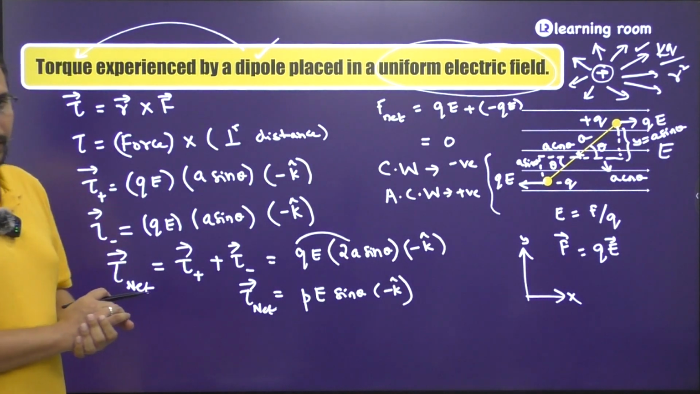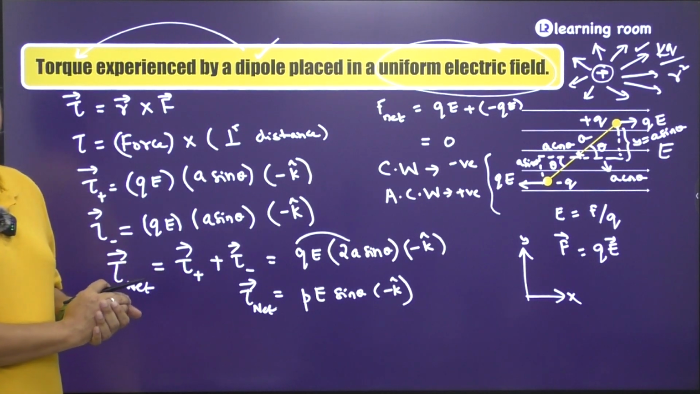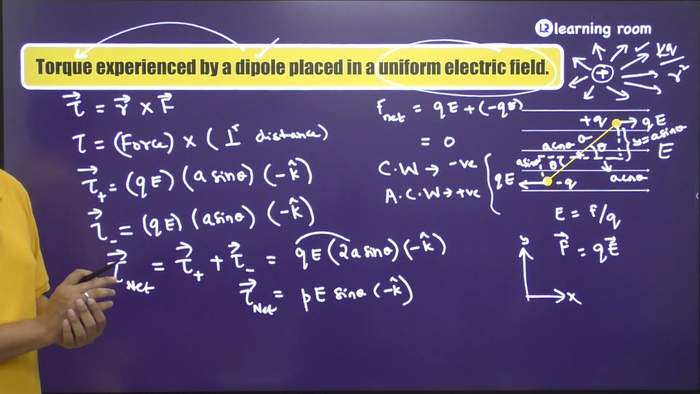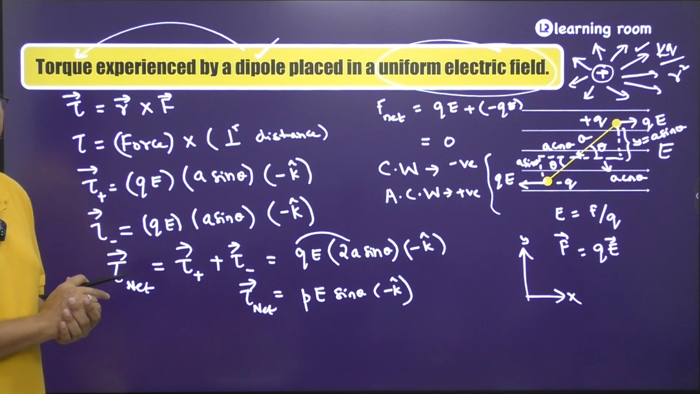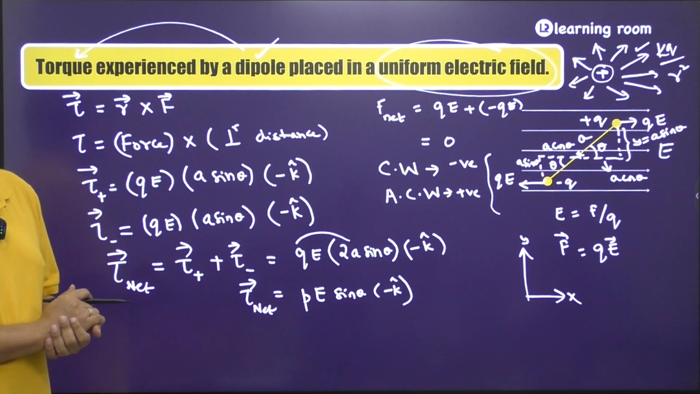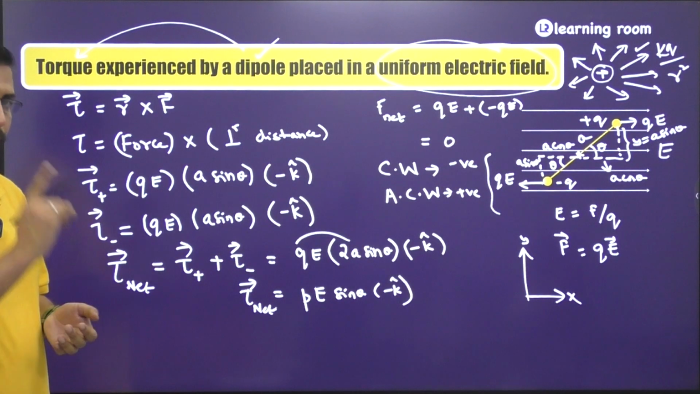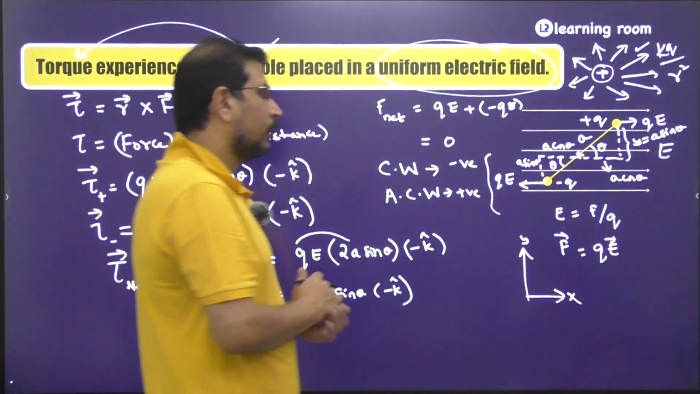Had I left it normally, you would have told it is P vector cross E vector because I wrote P first and E next. If I write EP sin theta, then you will say E vector cross P vector. But one of them is correct. So which one should I write? For that, we need to think about it.